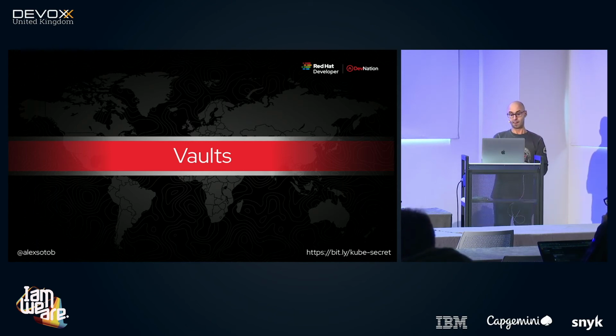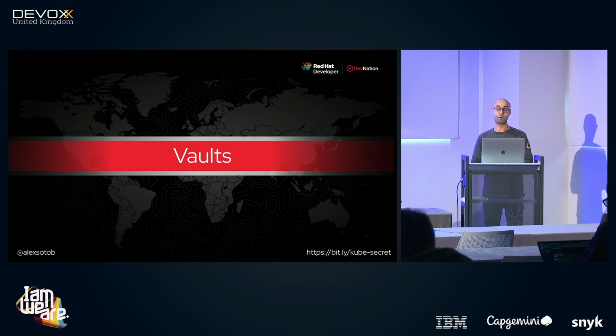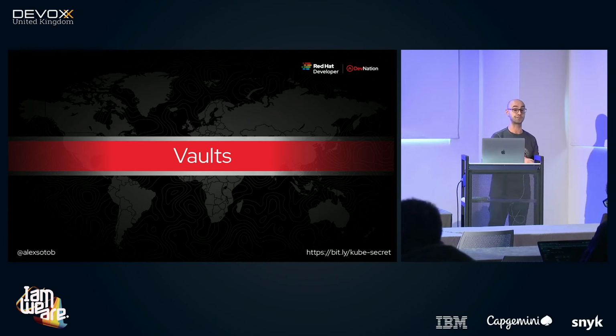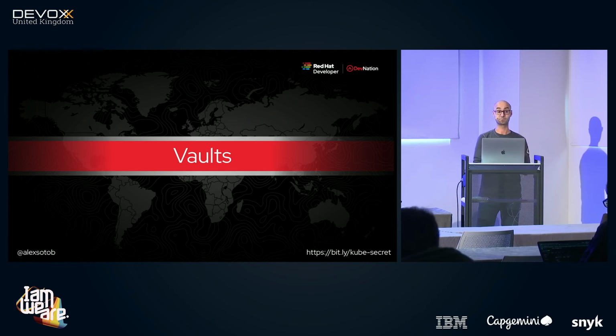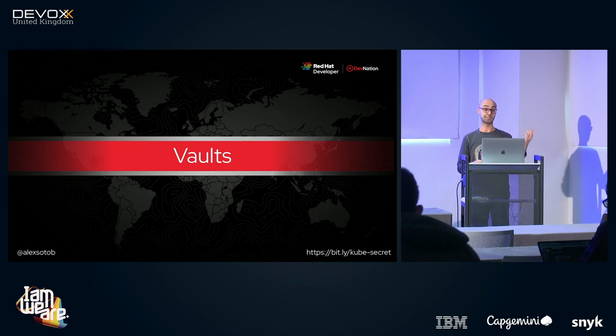So the solution to avoid this is using vaults. And when I say vaults in this deep dive, we are going to talk about HashiCorp Vault because it's vendor agnostic. It's just a key management system that can be installed on-prem or into any Kubernetes cluster.